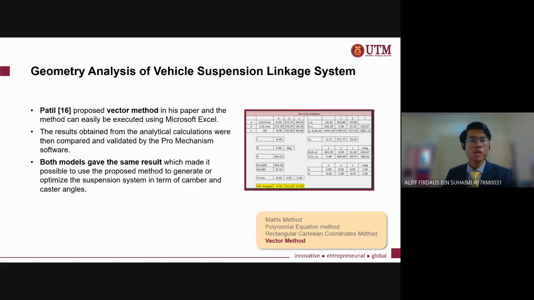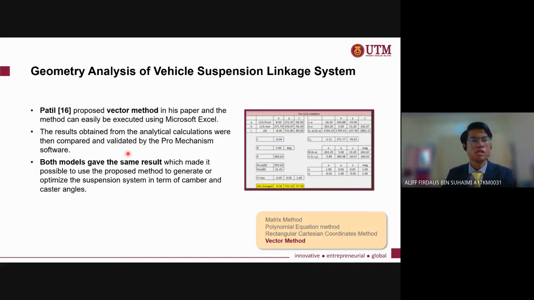Okay, lastly, we have a vector method, which is done by Patil. He proposed a vector method in his paper, and his method can be easily executed using Microsoft Excel, as you can see here, a sample, the picture I put here.